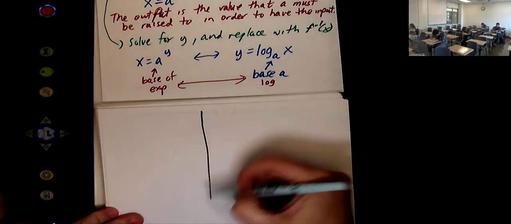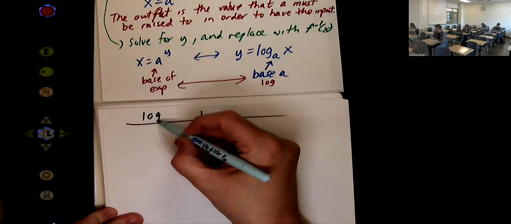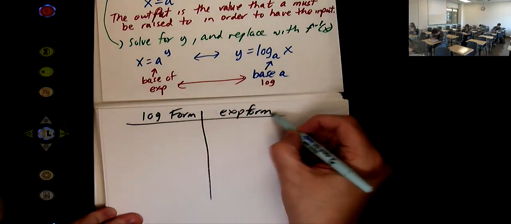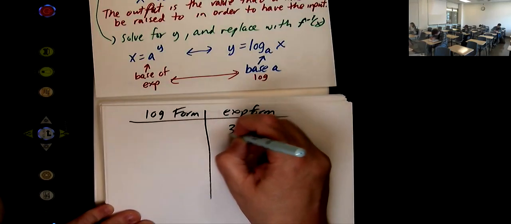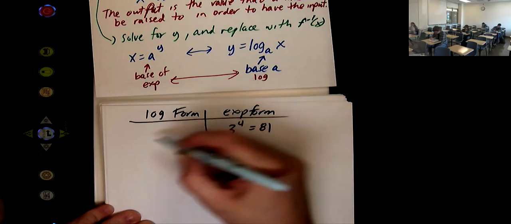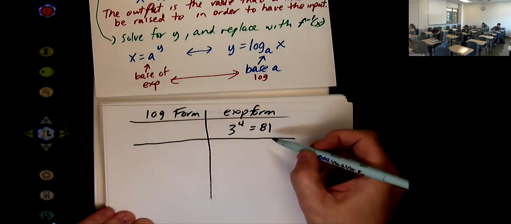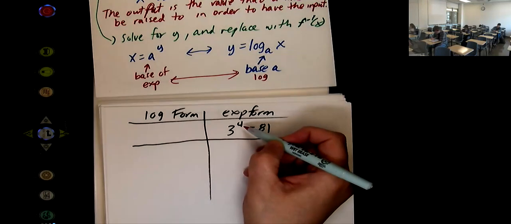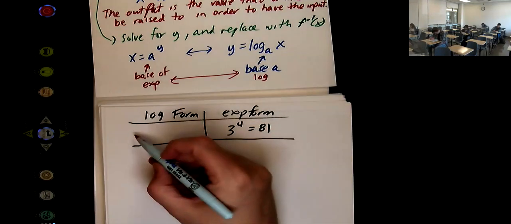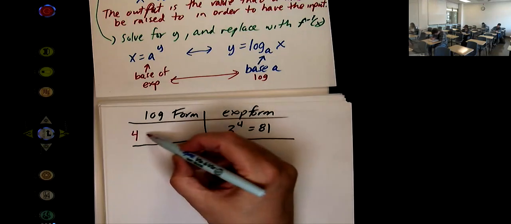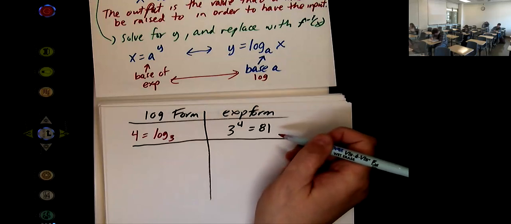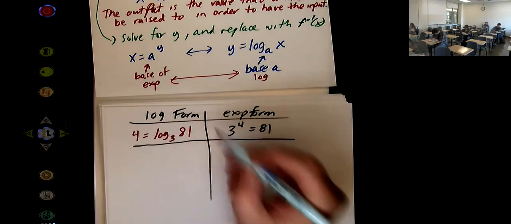I can do a little table. Let's look at log form and exponential form. If I had 3 to the 4th equals 81. The equivalent over here in log form is the exponent is the thing that goes off on its own. The base of the logarithm is the base of the exponent. And that goes there.